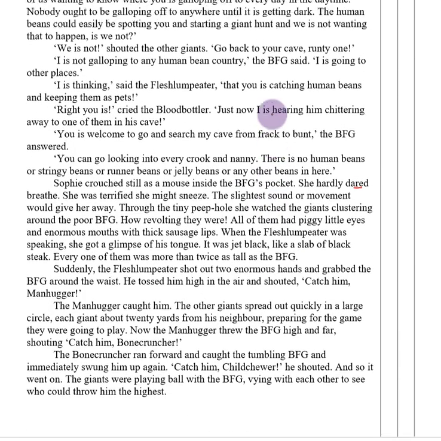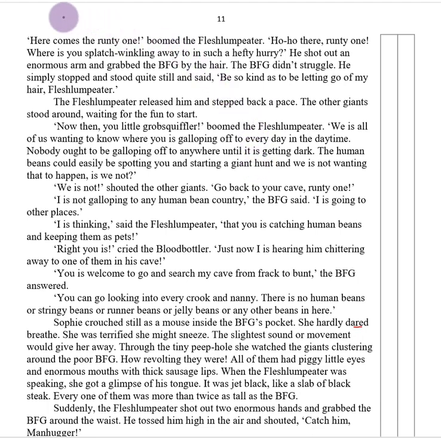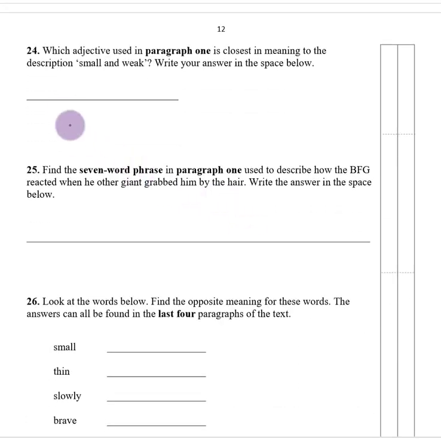So paragraph 1, we're looking for a word which means small and weak. And if you actually read it, the adjective is runty. So runty means like the runt of the litter is the smallest and the weakest. So the adjective that they use here is runty.